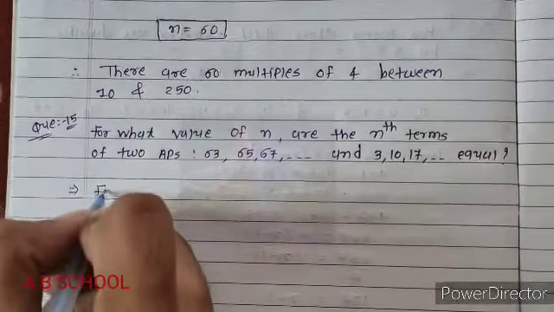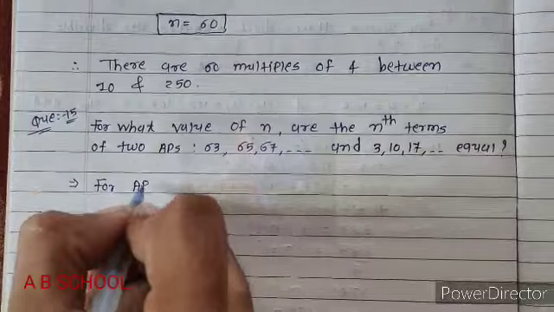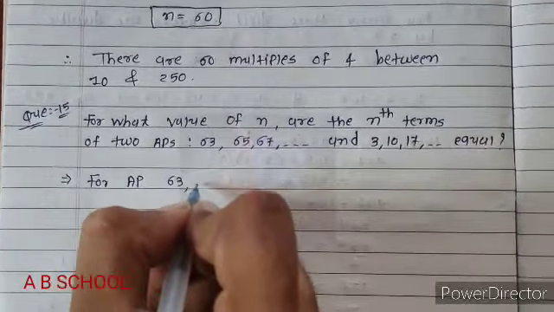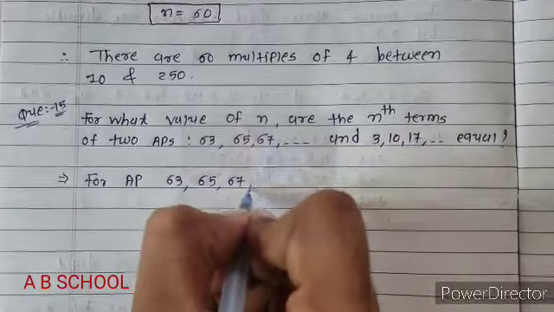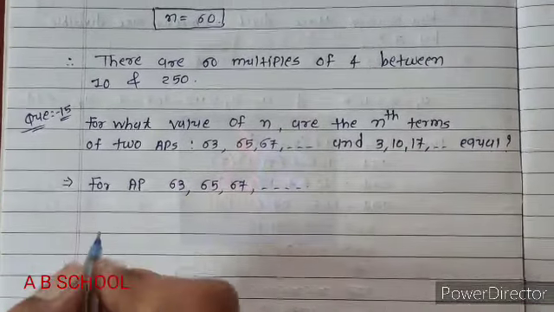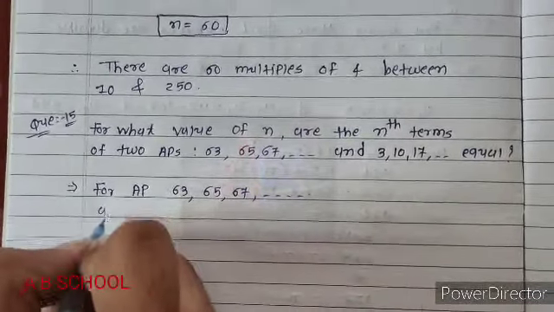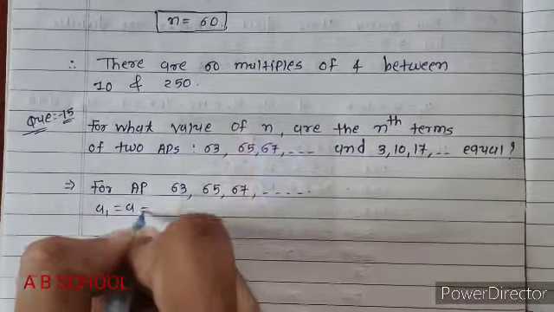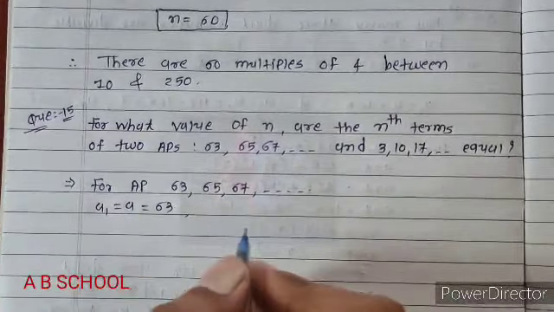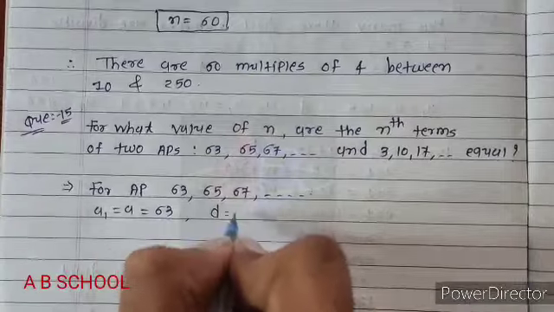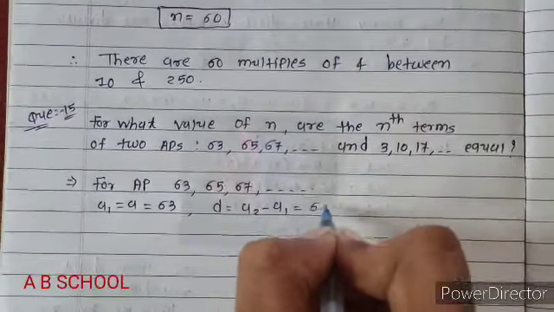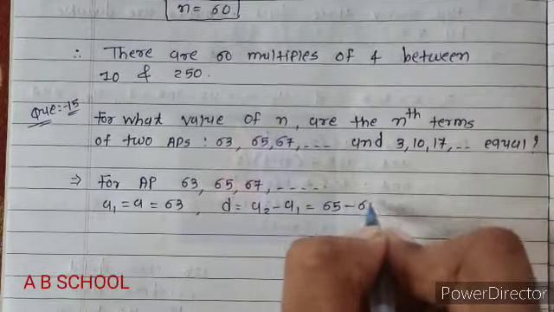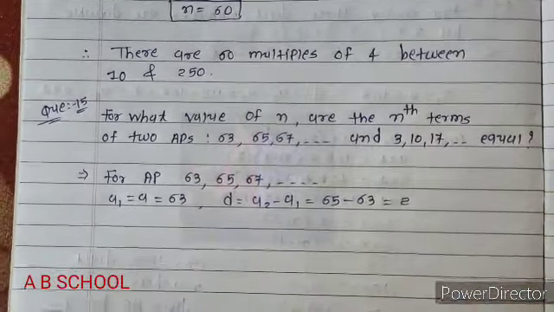Now for the AP 63, 65, 67 up to so on, the value of first term a1 is equal to a equal to 63, common difference d is equal to a2 minus a1 is equal to 65 minus 63 is equal to 2.